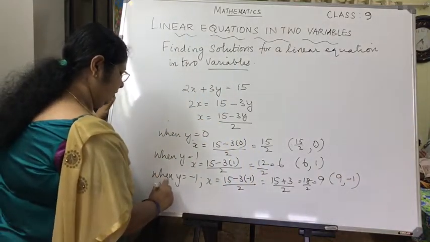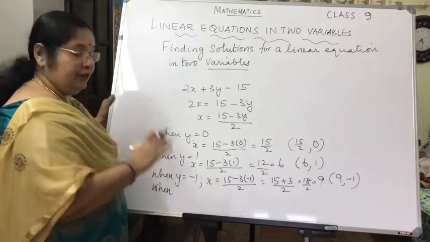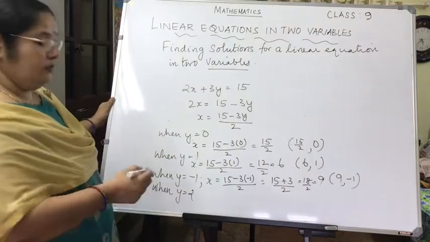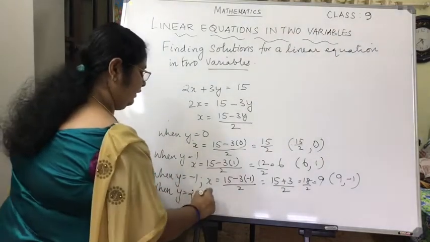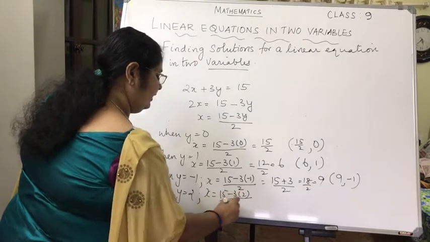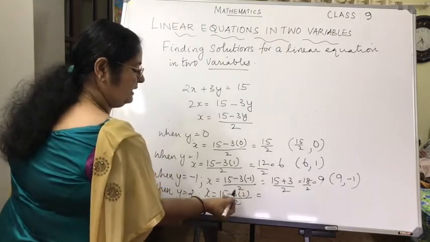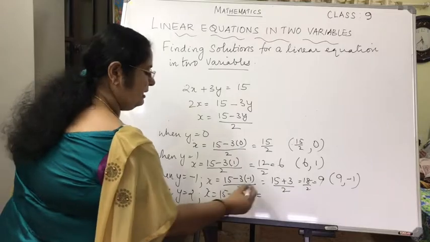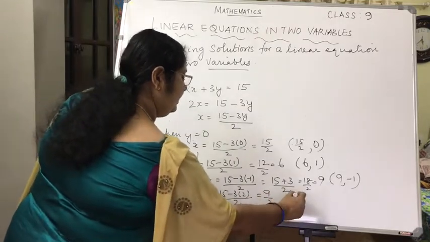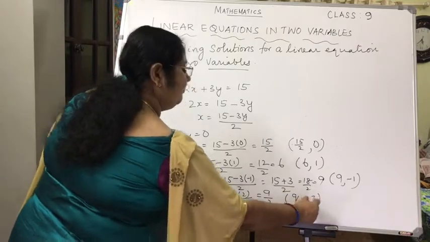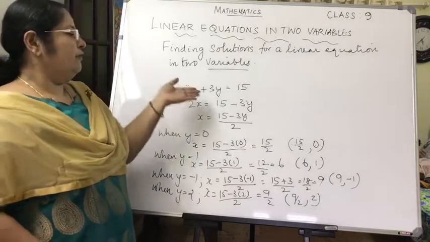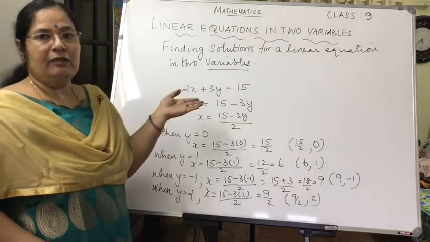Now one more solution, because I have asked you to find 4 solutions. When y is equal to, say, 2. Let's take y equals 2. Then what is the value of x? x will be 15 minus 3 into 2, the whole divided by 2. 3 into 2 is 6, 15 minus 6 is 9. So 9 by 2. So what is the solution? 9 by 2 comma 2. So these are the 4 solutions for the given linear equation in 2 variables.